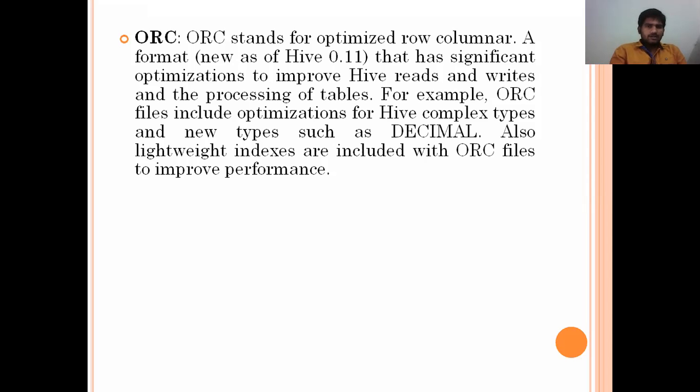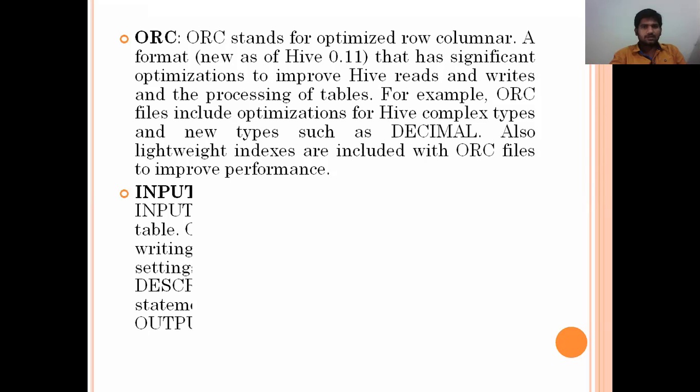Arrays, maps, structs, and unions are the complex types. There we have a mix, a heterogeneous set of data types, and that is why they are called complex data types. A new type such as decimal is also supported, and lightweight indexes are included with ORC files to improve performance. Through that index, we can easily identify where the data is available in a particular record.